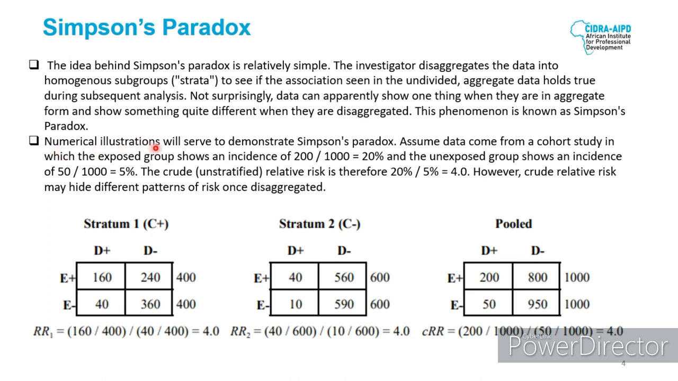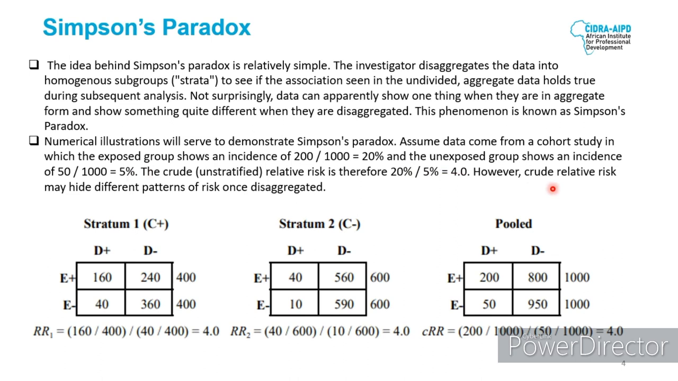Now, numerical illustrations will serve to demonstrate Simpson's paradox. Assume data come from a cohort study in which the exposed group shows an incidence of 200 by 1000, which is 20%, and the unexposed group shows an incidence of 50 by 1000, which is 5%. Then, the crude or unstratified relative risk is therefore 20% by 5%, the first incidence by the second incidence, which is 4.0. However, a crude relative risk may hide different patterns of risk once disaggregated.